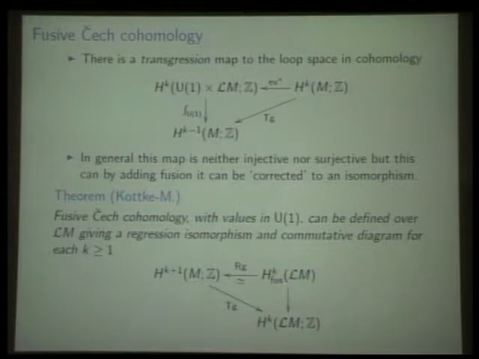From this fusive cohomology on LM, you can map back to cohomology on M. This is the transgression map above, and this is a commutative diagram with the top map being an isomorphism. So in other words, you can recover the cohomology of the manifold on the loop space. This map here is just forgetting the fusion condition. So you're just dropping the fusion condition. This is a forgetting map. And so TG is not an isomorphism, but this map is an isomorphism.